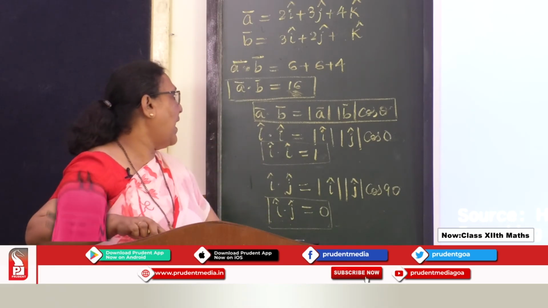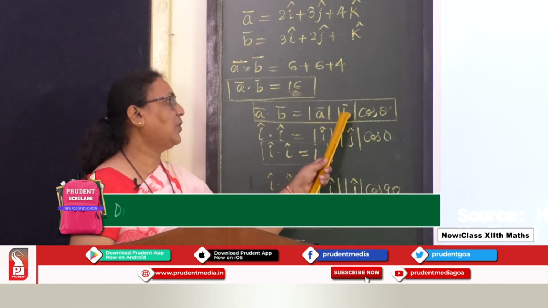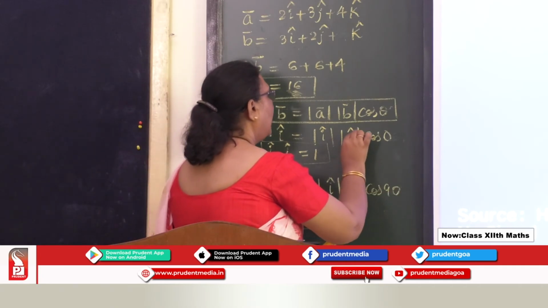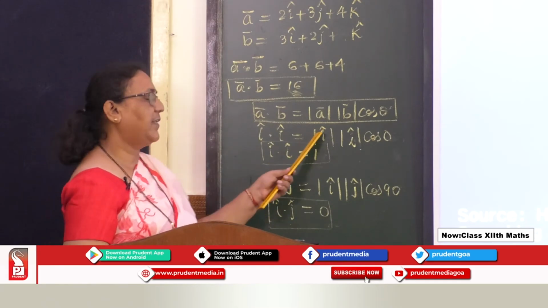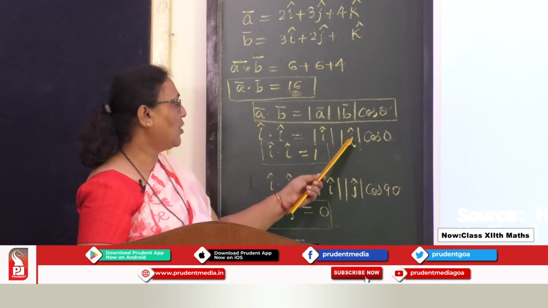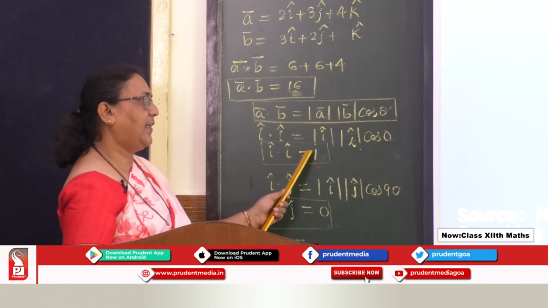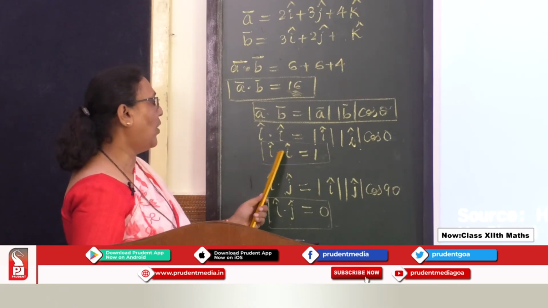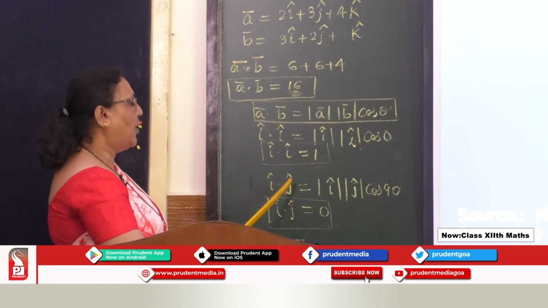So i dot i will be the magnitude of i, then the magnitude of i, and the angle is 0, so cos 0. Cos 0 is 1. The magnitude of i, because it is a unit vector, is 1, here also 1, and cos 0 is 1. So you will get i dot i is 1. Similarly, j dot j will be 1 and k dot k will also equal 1. Now we will see what is i dot j.